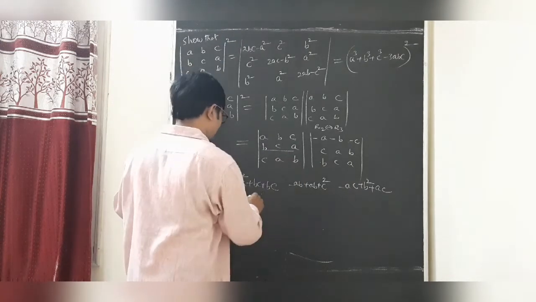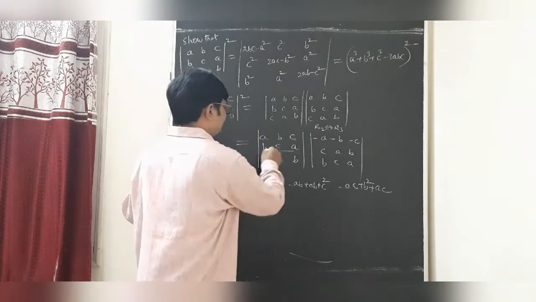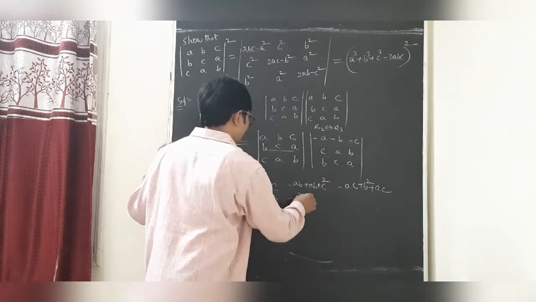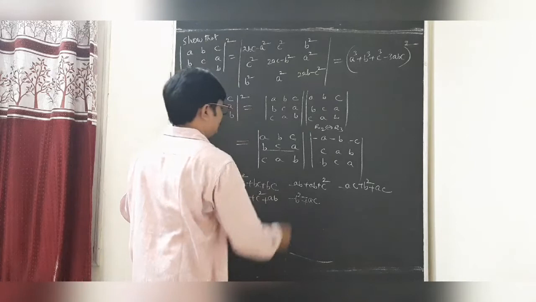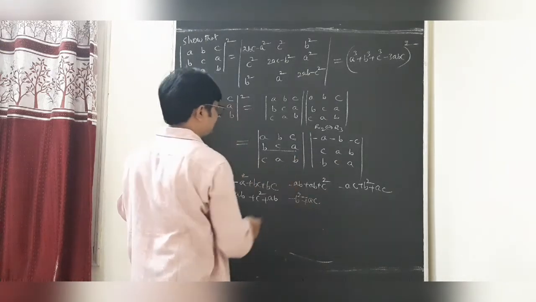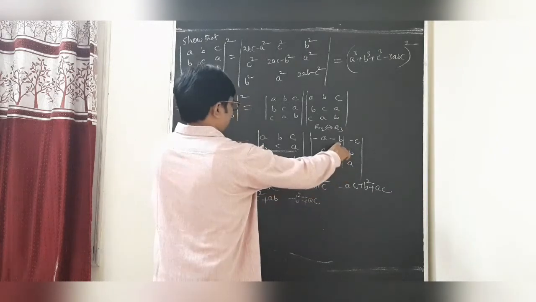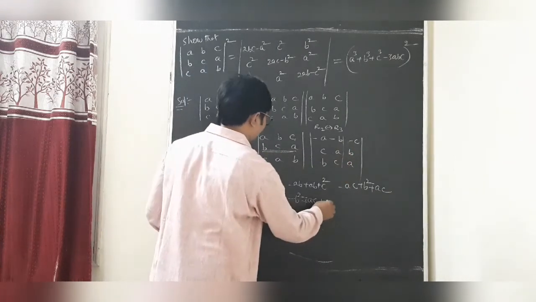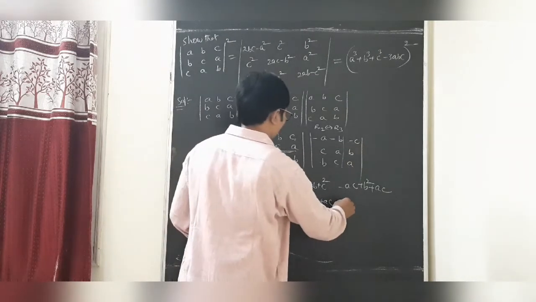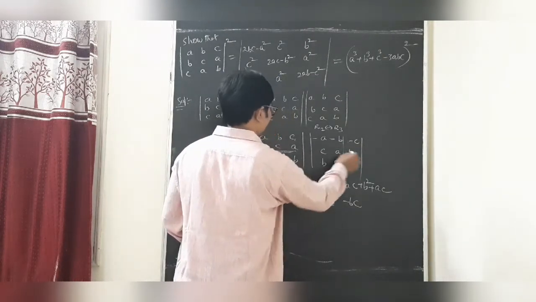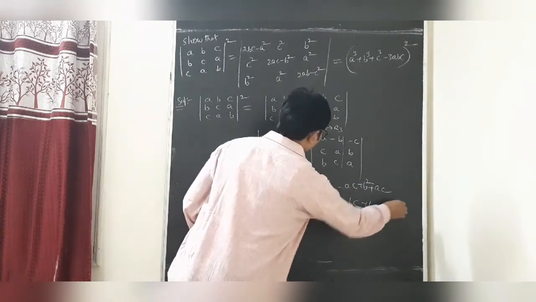Minus of AB plus C square plus AB. Then what? Minus B square plus AC plus AC. Okay students, the second row is a multiple with this one. Minus B square plus AC plus AC. The second row now multiple with this one. Minus BC plus BC, A into A square.